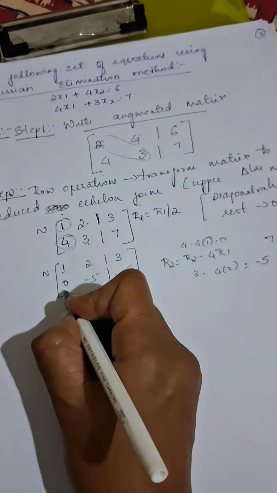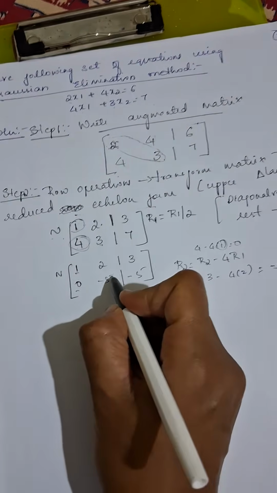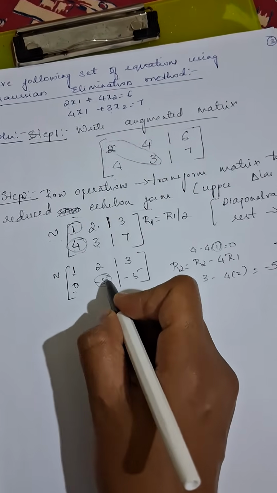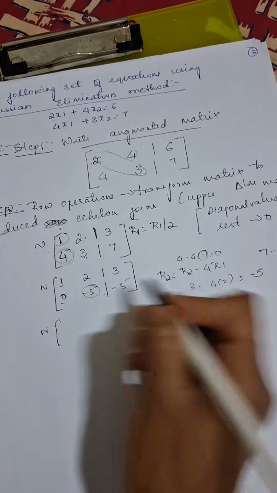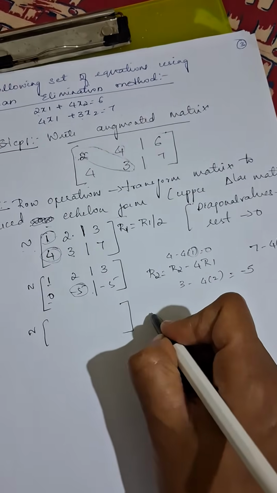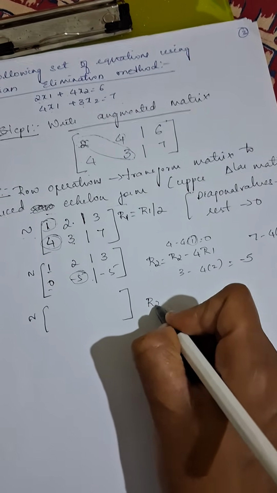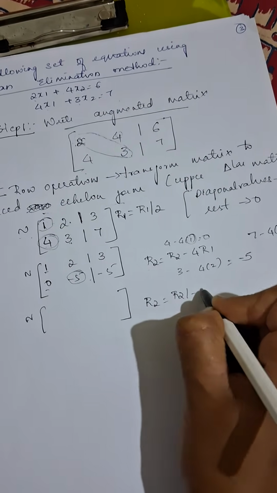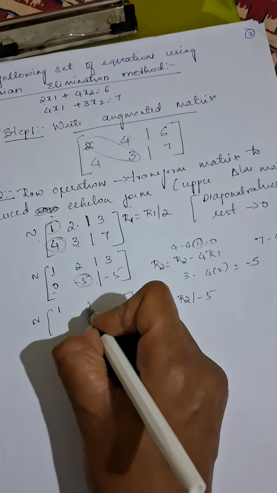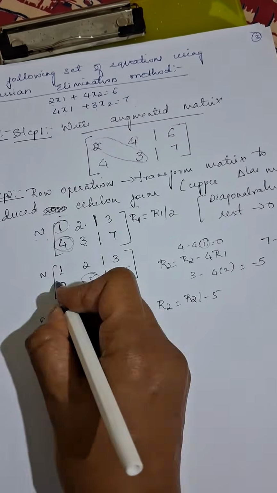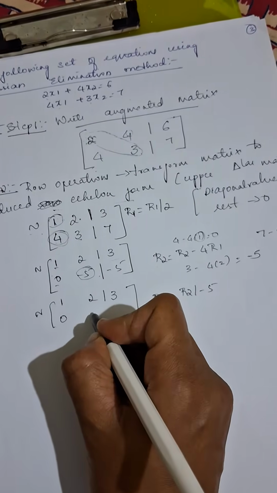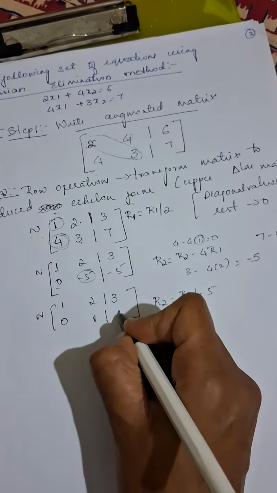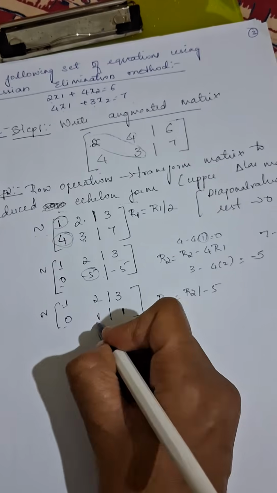Okay, now this is done, this is done. Now let's focus on making this 1. So how can you make this 1? Just divide it by minus 5. So what is the transformation equation? R2 will be equal to R2 divided by minus 5. The first row remains as it is. Divide the second row by minus 5. 0 by minus 5 is 0. Minus 5 by minus 5 is 1. Minus 5 by minus 5 is 1. Now this is done, this is done, this is done.